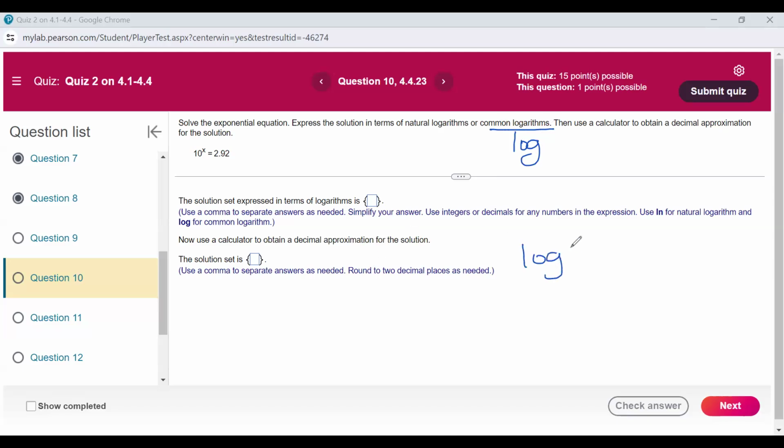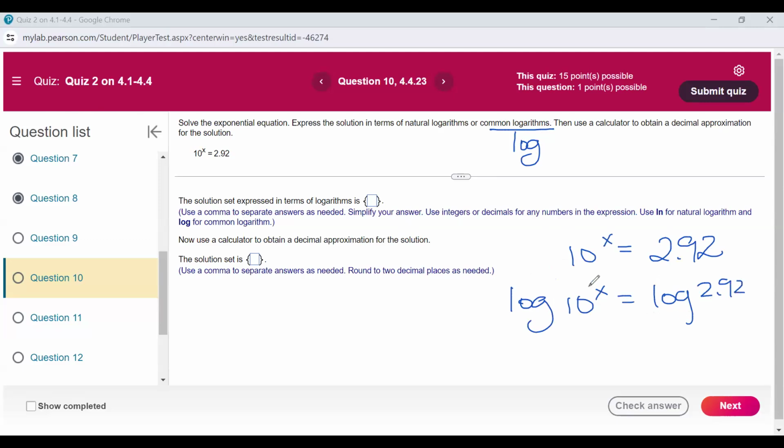Let me just write the problem down first. 10 to the x equals 2.92. I'm going to take the log of both sides, log of 10 to the x, log of 2.92. And remember, if you do the power rule, it becomes x. But log base 10 or log 10 is just 1. Because this is 1, I don't need to write that down. So x is equal to log of 2.92. So that's what would go there, log of 2.92.